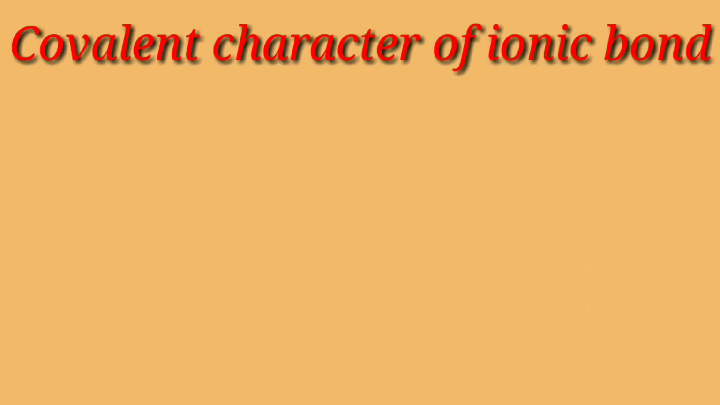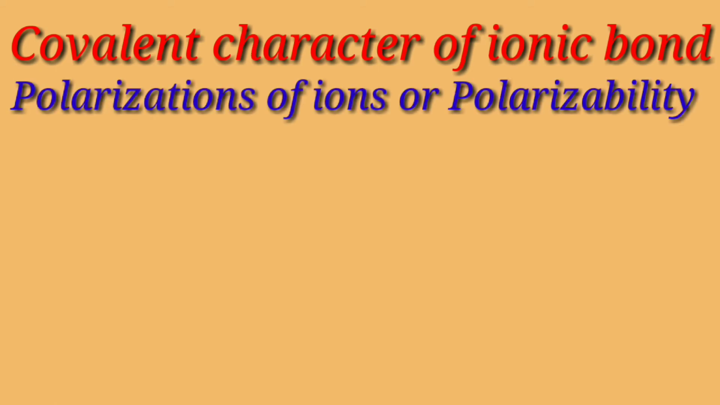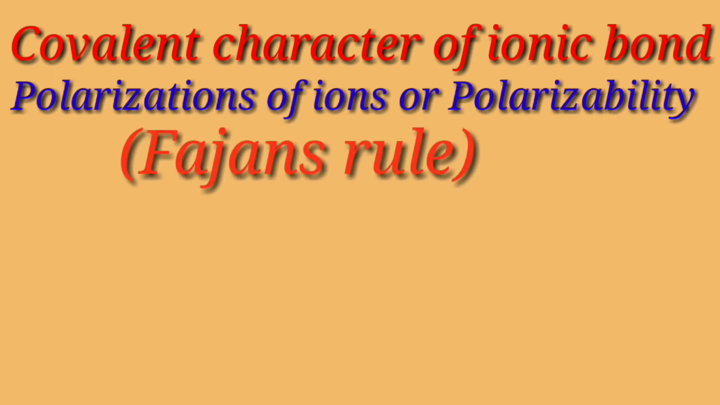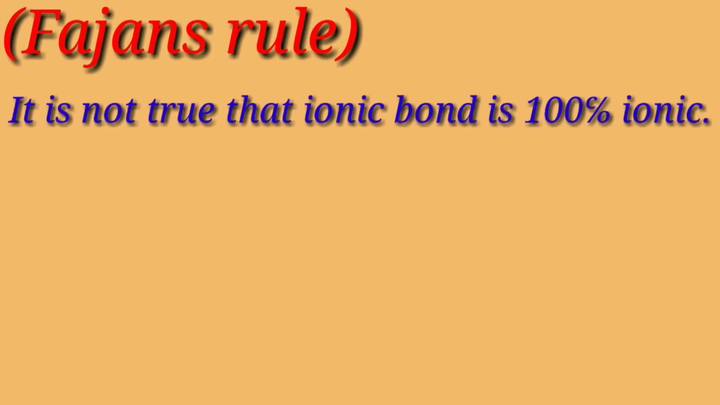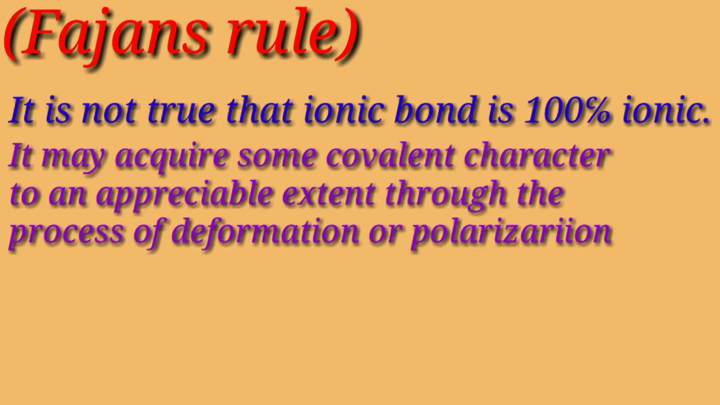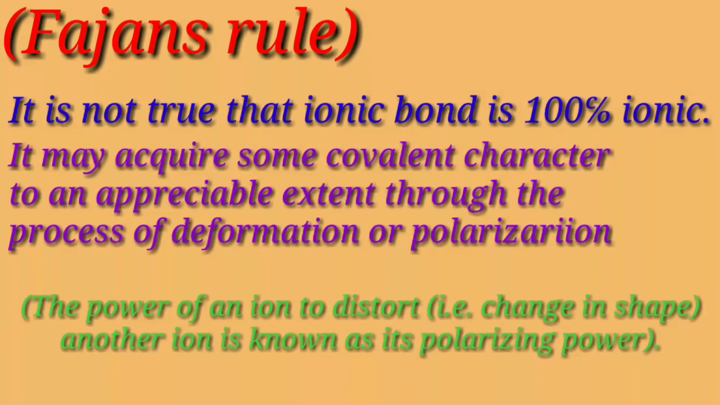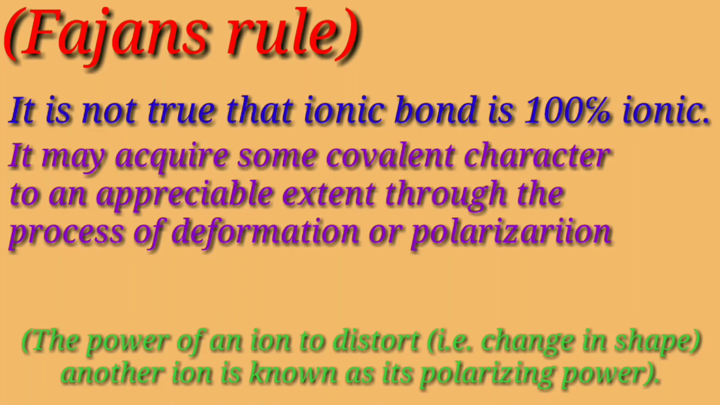Now, let us see the covalent character of ionic bond, or polarization of ions and polarizability, that is Fajan's rule. Consider Fajan's rule. It is not true that ionic bond is 100% ionic. It may acquire some covalent character to an appreciable extent through the process of deformation or polarization. So what is polarizing power? Well, the power of an ion to distort another ion is known as its polarizing power.